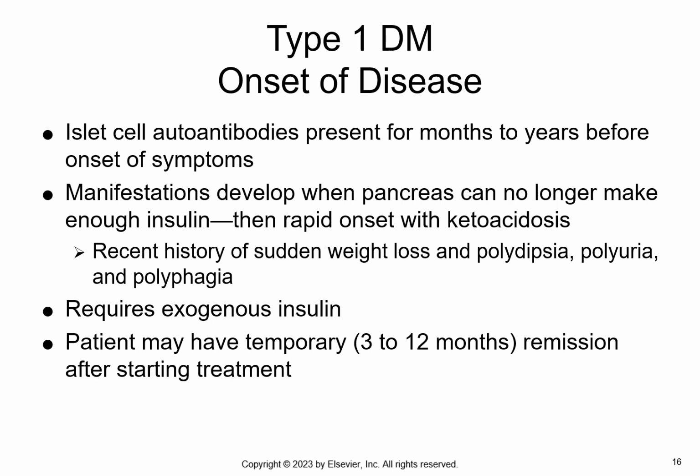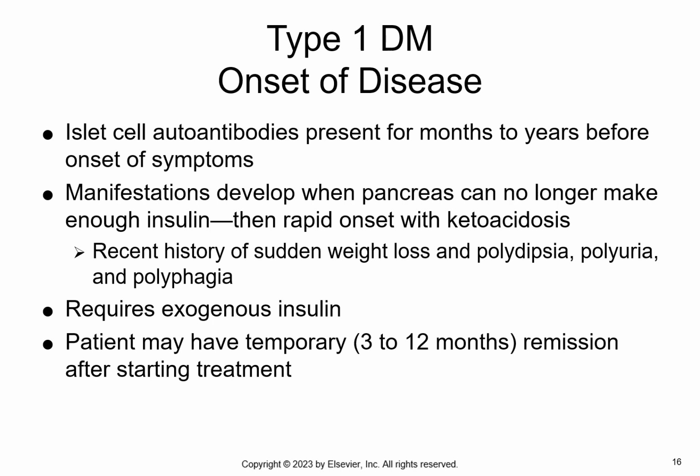We look at the onset of the disease. In type 1 diabetes, the islet cell autoantibodies responsible for B cell destruction are present for months to years before the onset of symptoms. Manifestations develop when the person's pancreas can no longer make enough insulin to maintain normal glucose. Once this occurs, the onset of symptoms is usually rapid.